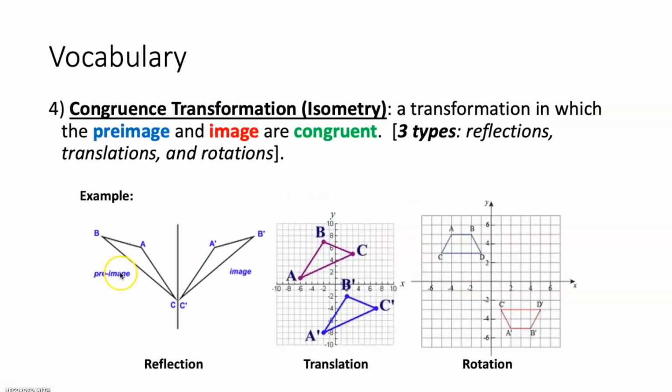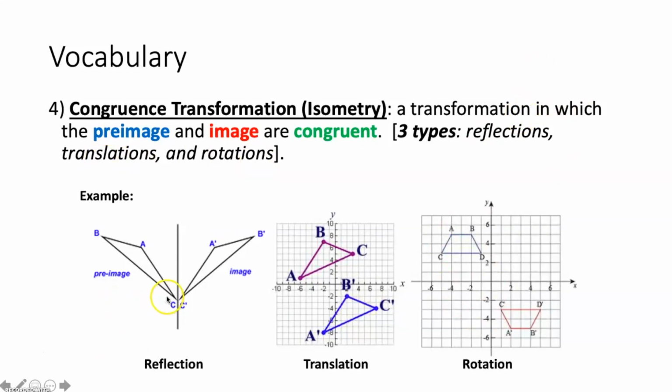Now, a congruence transformation, or isometry, is a transformation in which the pre-image and image are congruent. So here there are three types of isometries, or congruence transformations, that we're going to work through this chapter. We have reflections, translations, and rotations.